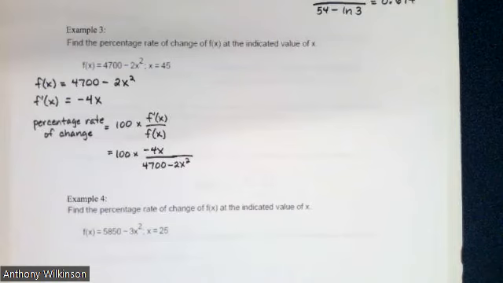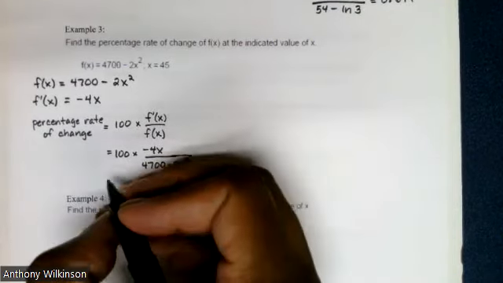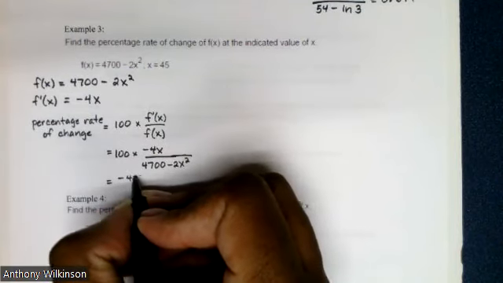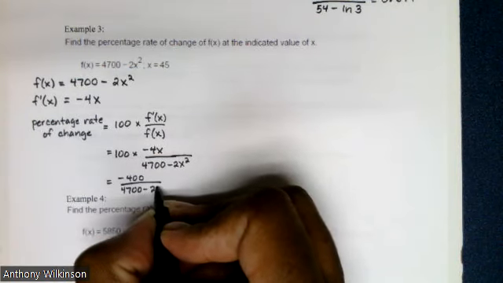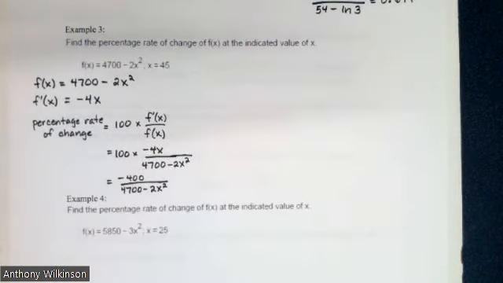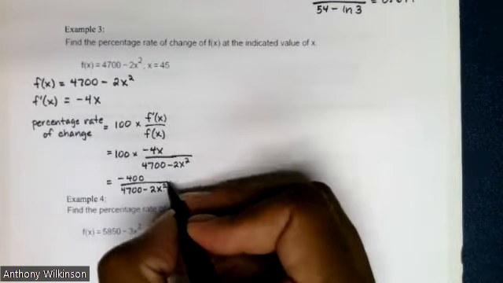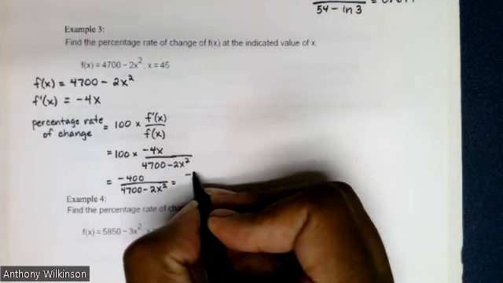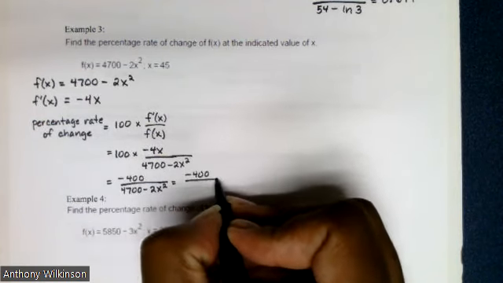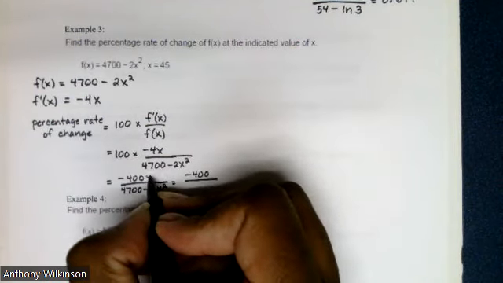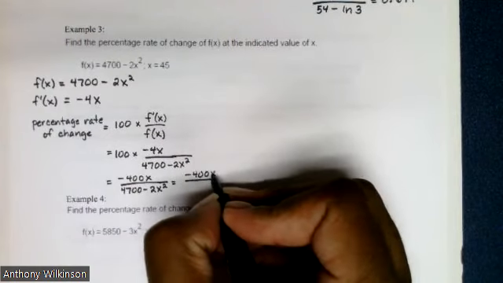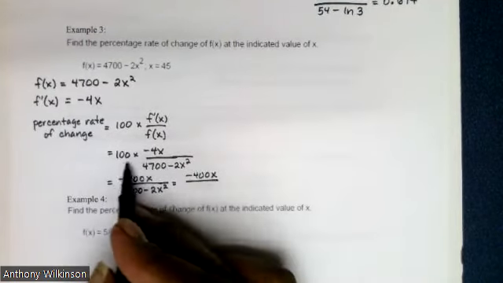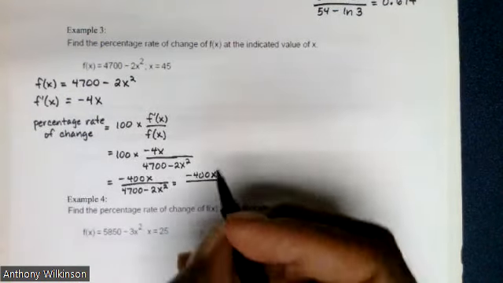All right, now if I simplify this, 100 times the negative 4x will be, in this case here, negative 400 divided by 4,700 minus 2x squared. And I think if I simplify this a bit, let me bring the negative 400 over. Actually, this should be negative 400x. Yeah. So it'll be negative 400x. Okay. Because 100 times the negative 4x will be negative 400x.